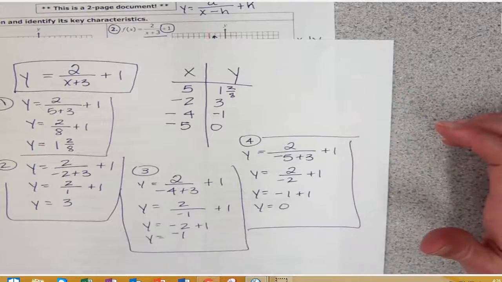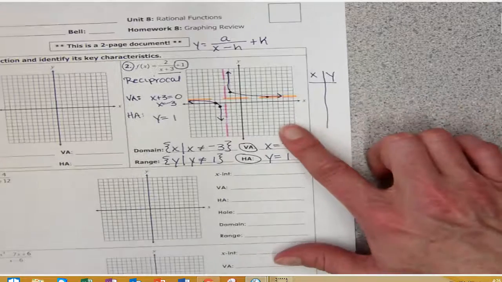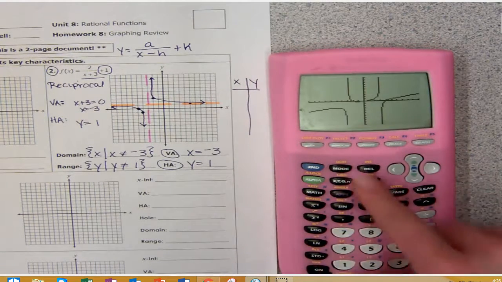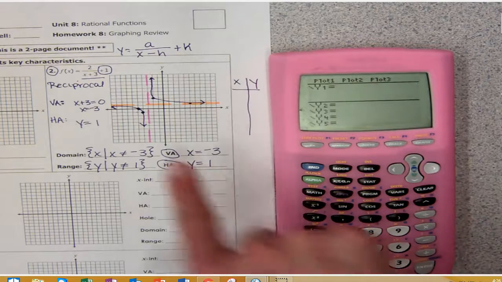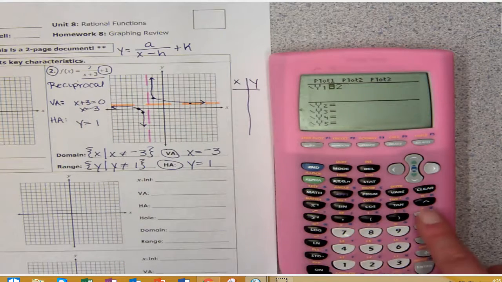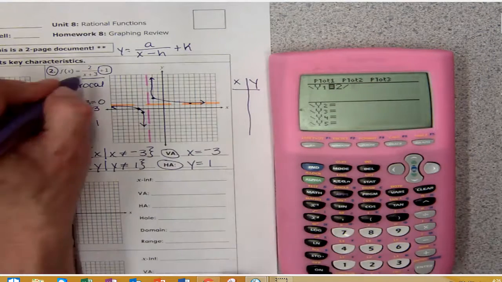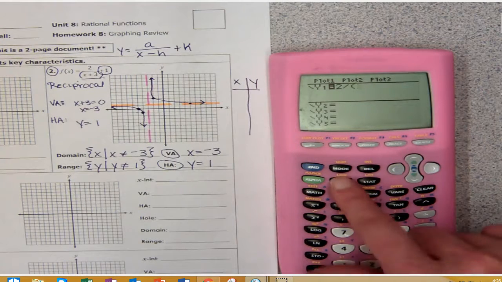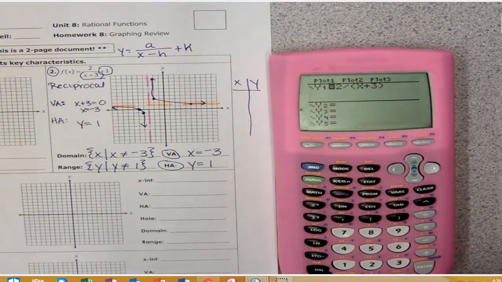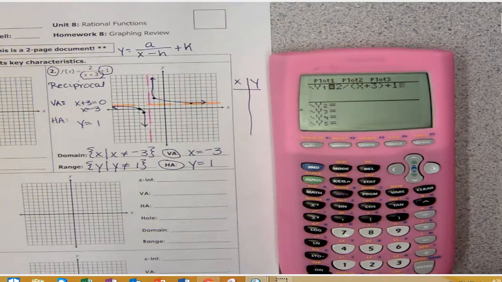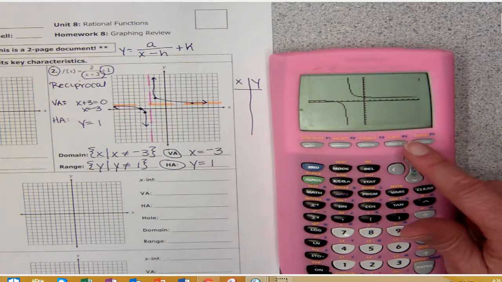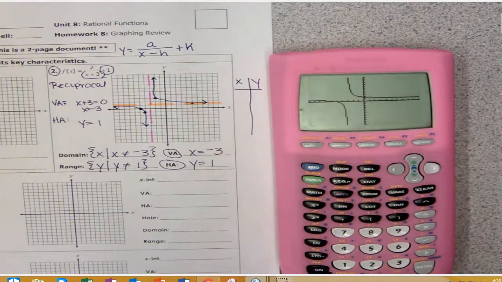To determine y, so then I can get a graph. If I were to use my calculator, I would just plug it in. I would do 2 divided by, and I'm going to use parentheses so that my entire denominator stays underneath my x. So x plus 3, and then plus 1. So when I graph that, I'm going to look, and that looks pretty similar to what I have.